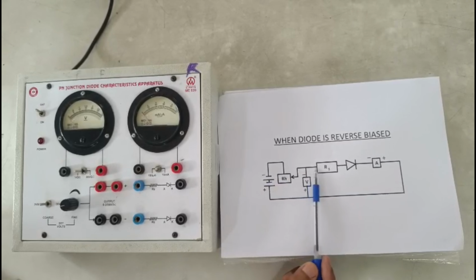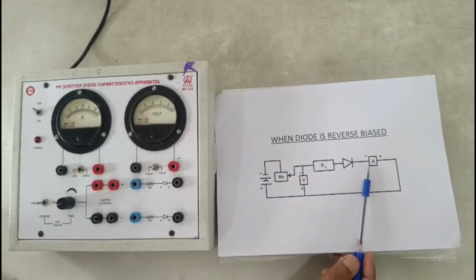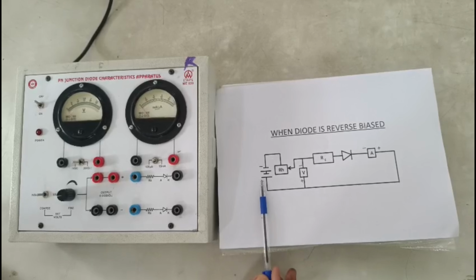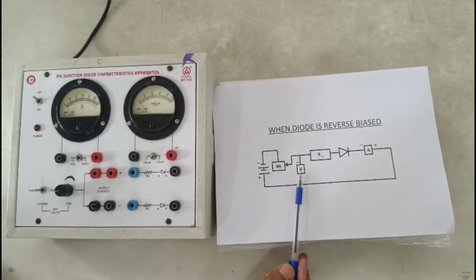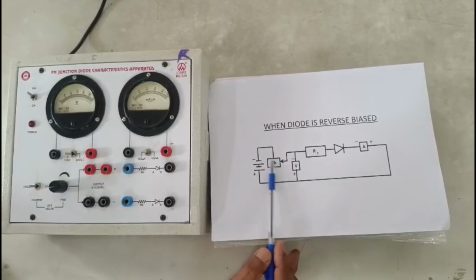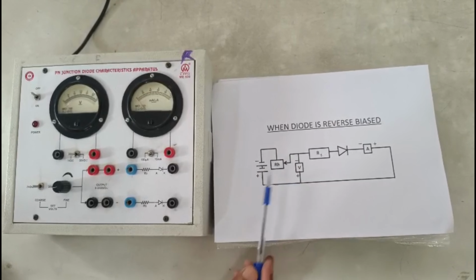In this case, negative of battery is to be connected to P side. N side of diode goes to negative of ammeter, positive of ammeter to positive of battery. Connect positive of voltmeter to positive of battery and negative of voltmeter to negative of battery. As done in previous case, change voltage and note corresponding values of current.